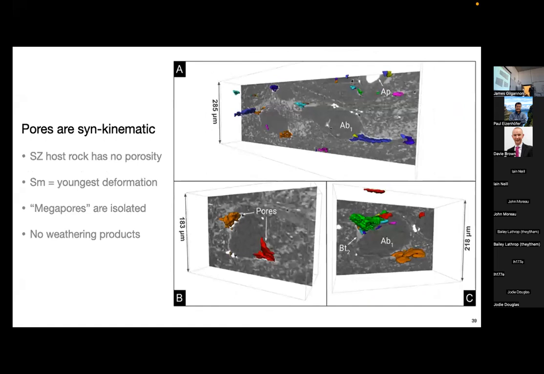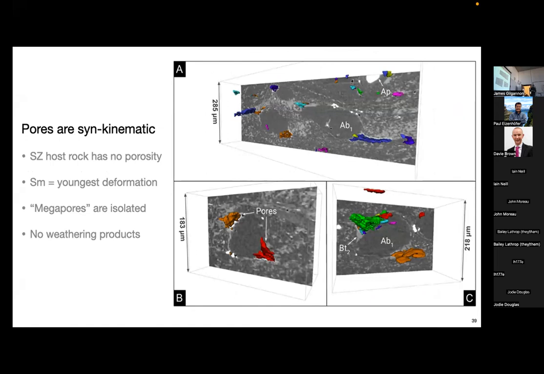And what we basically were able to determine is that the pores are syn-kinematic, and they have quite complex geometries. The rock right next to it, the shear zone host, has none of this in it. You don't find it at all inside of there. There's only one deformation phase with which this is associated. You can quantitatively say that the pores are isolated.